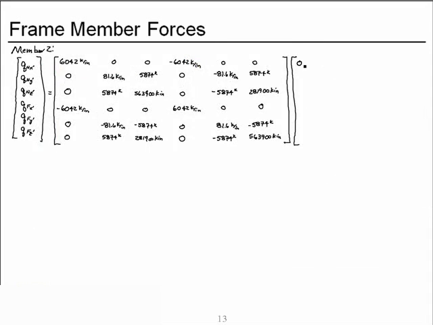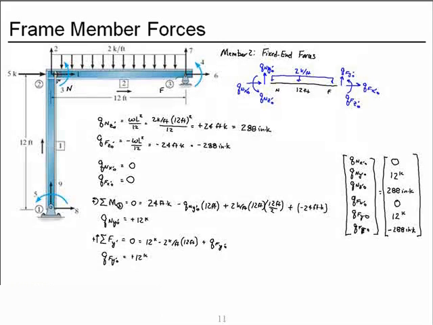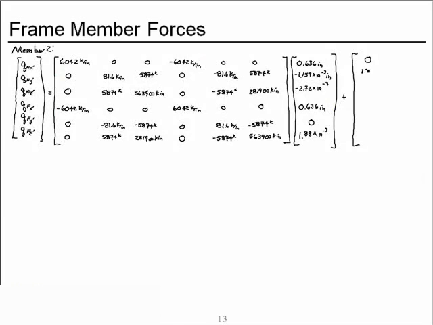And so we have 0.636 inches, minus 1.159 10 to the minus third inches, minus 2.72 10 to the minus third radians, positive 0.636 inches, 0, and 1.88 10 to the minus third radians, and to which we add the fixed end forces in local coordinates, which we calculated here. So we have 0, 12 kips, 288 inch kips, 0, 12 kips, and a minus 288 inch kips.